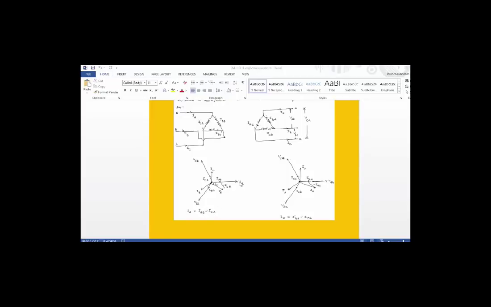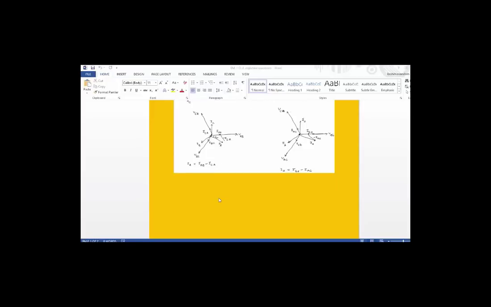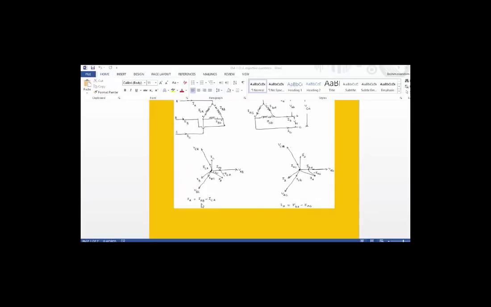So as we assumed the load is inductive in nature, the current should lag the voltage by some angle. So we know IAB, ICA, IBC which are in phase with the voltage vectors, and when we apply the KCL at this point we get IA is equal to IAB minus ICA.